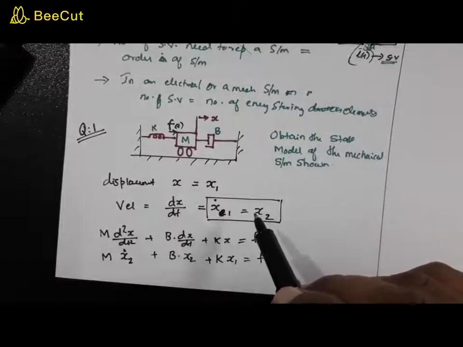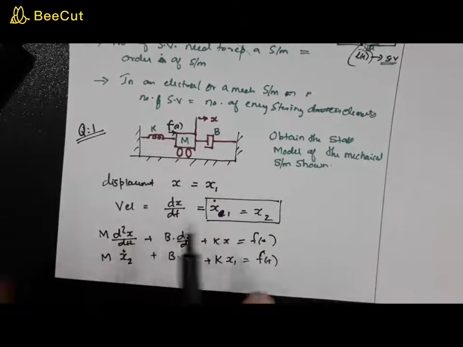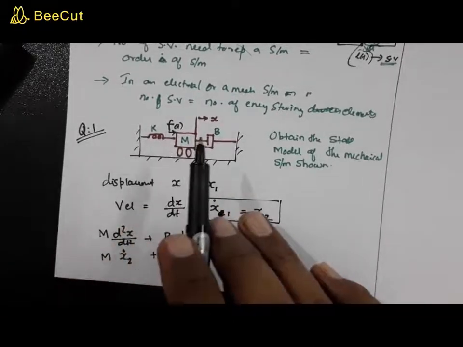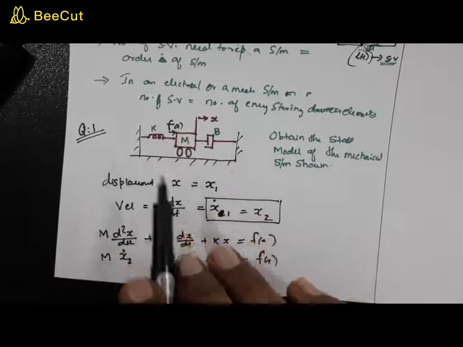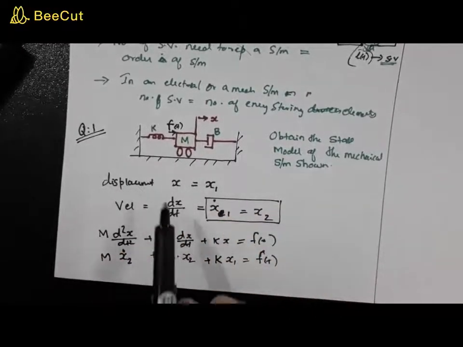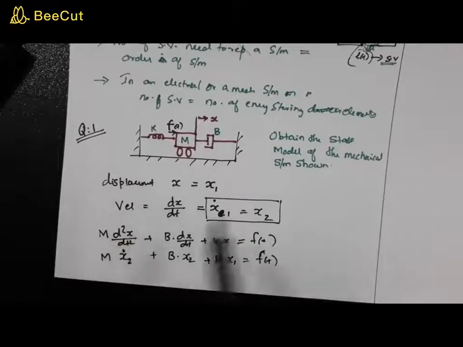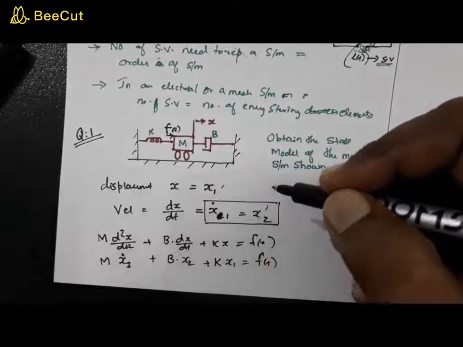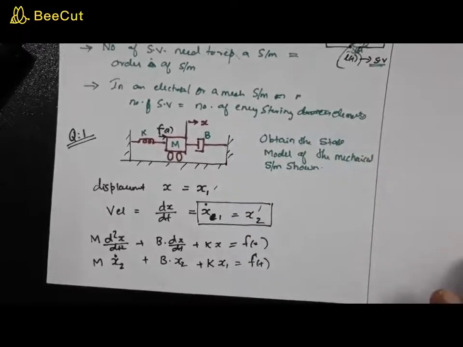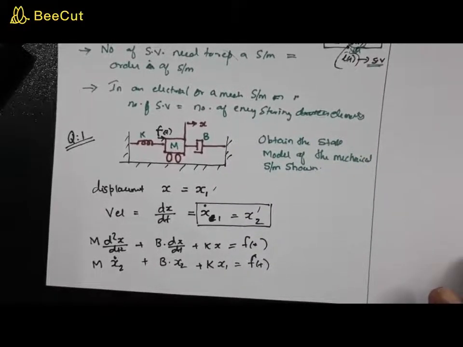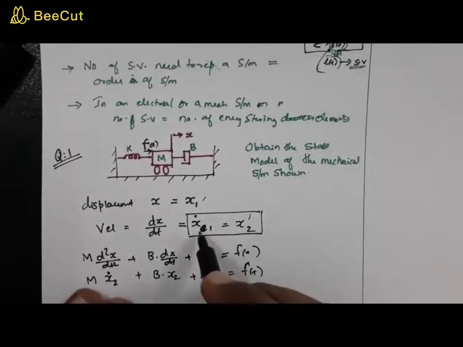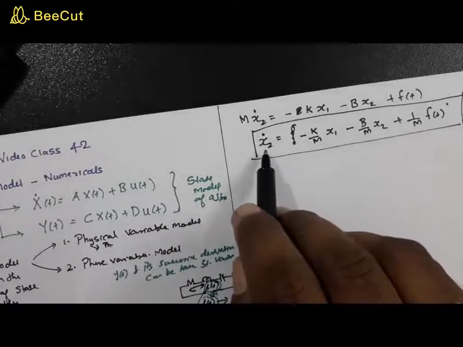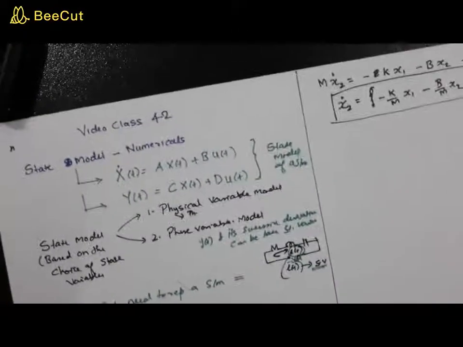From the differential equation of this mechanical system, we have seen that the system is second order, and the number of state variables required to represent it is 2 because the order is 2. We assigned x1 and x2 as the two state variables and found their first derivatives. This equation gives the first derivative of x1, and this equation gives the first derivative of x2. Now you can have the matrix equation.